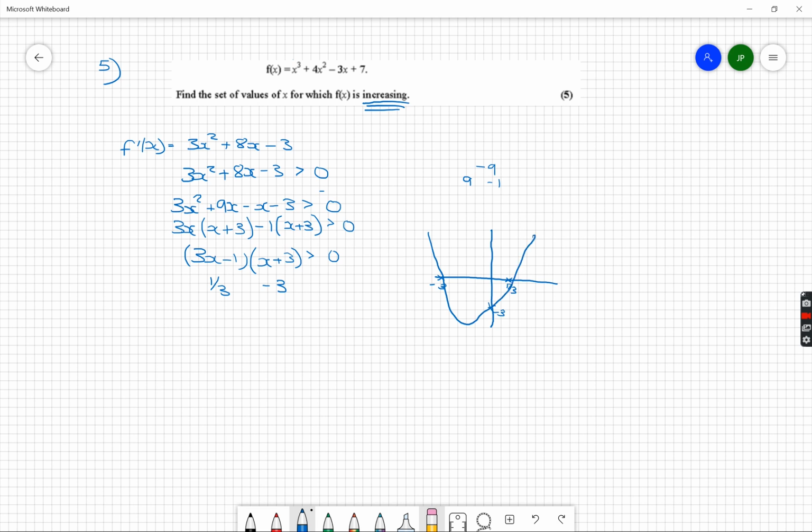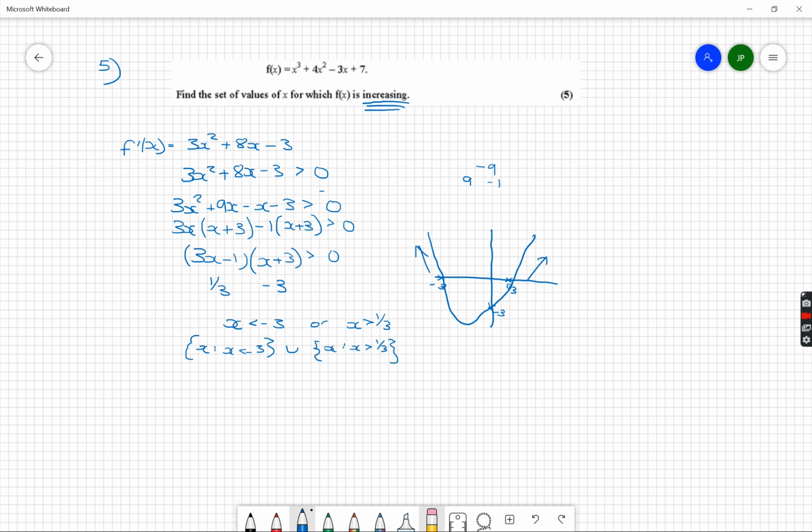Now I want where that quadratic is greater than 0, so I want those two parts. So I am now happy that I know x has got to be less than minus 3, or x has got to be greater than a third. Okay, remember we can write this in set notation if we had to, so we can do x such that x is less than minus 3, or x such that x is greater than a third.